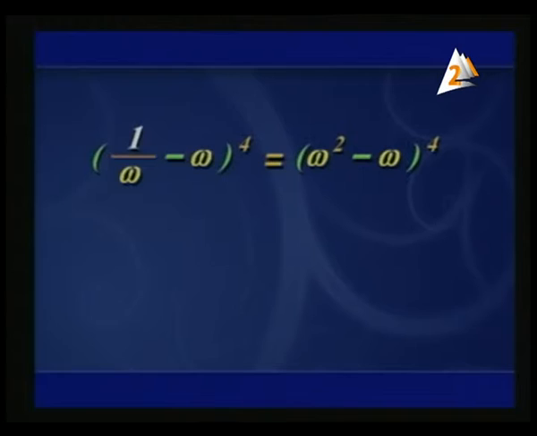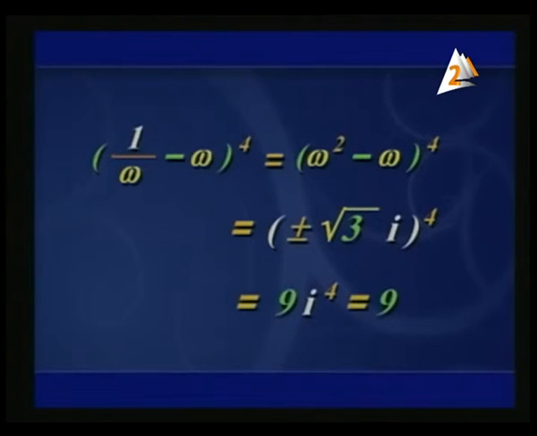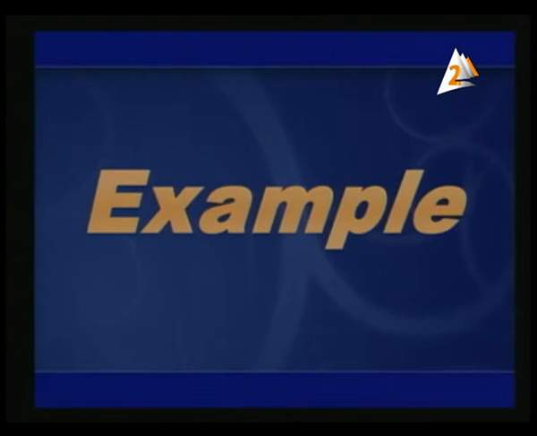equals (1/ω − ω)⁴ equals ((ω² − ω))⁴ equals (ω² − ω)⁴, which is (±√3 i)⁴ equals 9i⁴ equals 9, because we all know that i⁴ equals i² times i², which means 1. Now, dear students, let's go to another example.